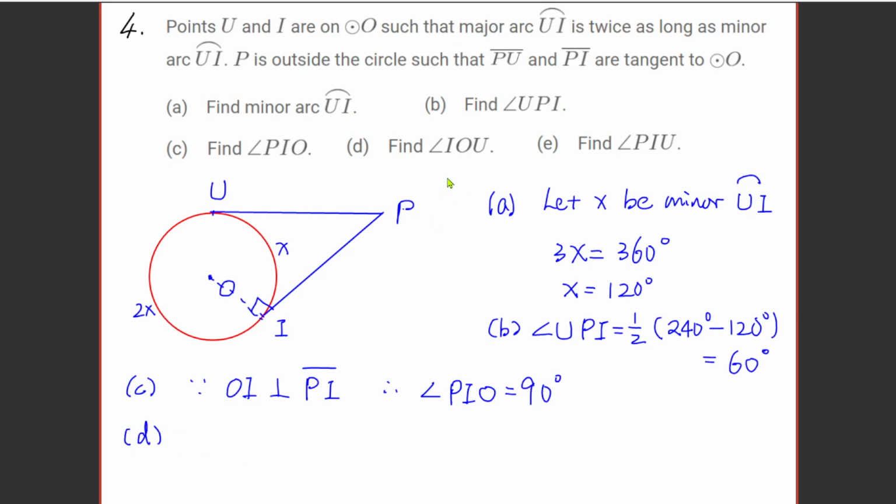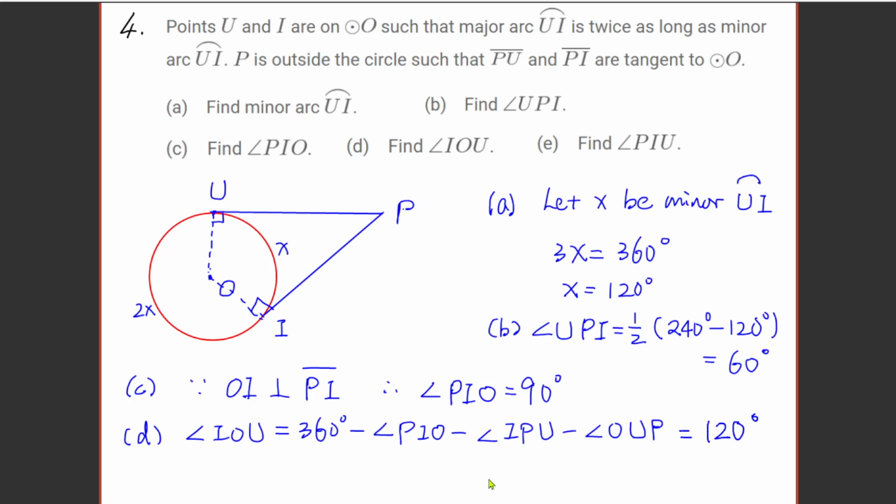Then next question, find angle IOU. So again, because UO is also a radius, that angle here is also 90 degrees, right? So from the polygon UPIO, we have angle IOU equals 360 degrees minus angle PIO minus angle IPU and angle OUP, right? And that gives us 120 degrees.